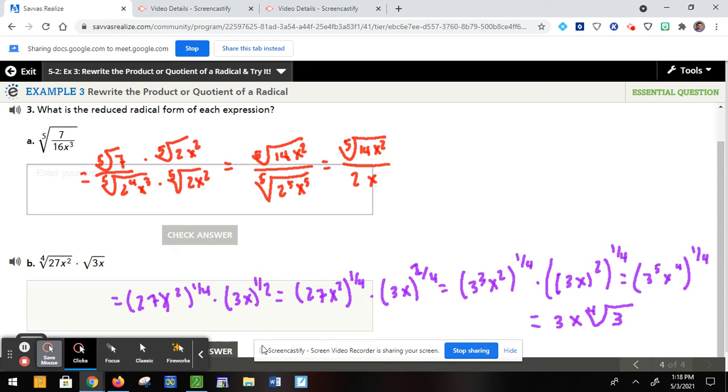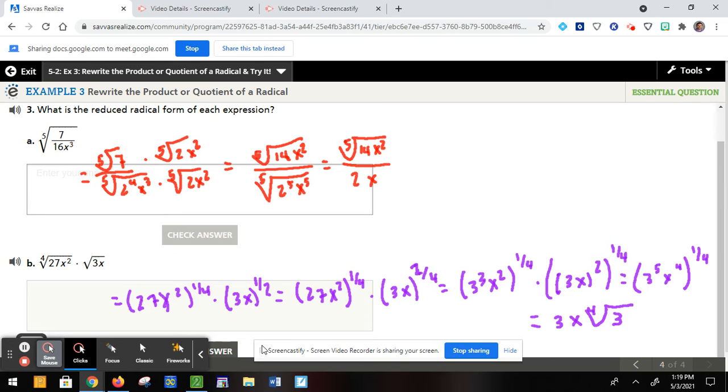When I do that, I get 5th root of 14x squared over 5th root of 2 to the 5th x to the 5th. So the 5th root of 2 to the 5th x to the 5th is 2x. The 5th root of 14x squared needs to stay the 5th root of 14x squared because there's no 5th powers there. So that ends up being your final answer: 5th root of 14x squared over 2x.